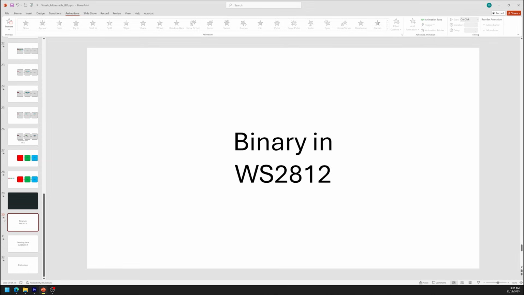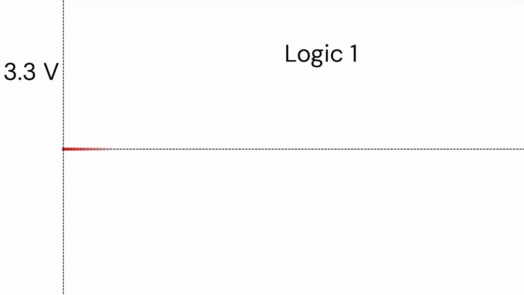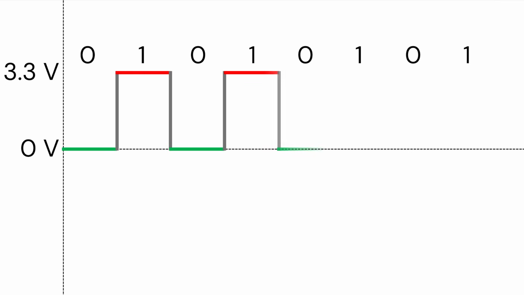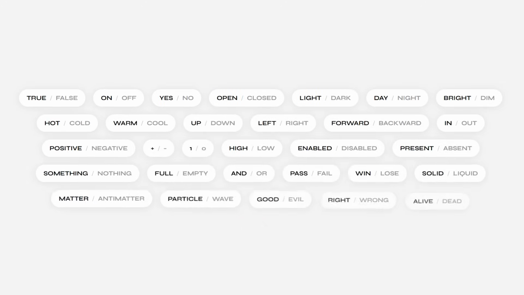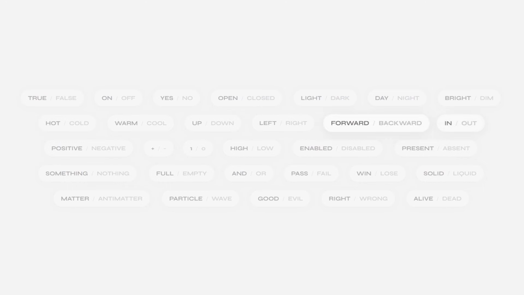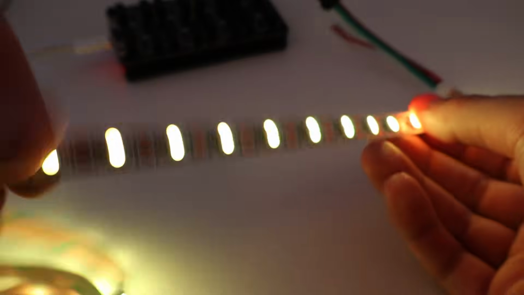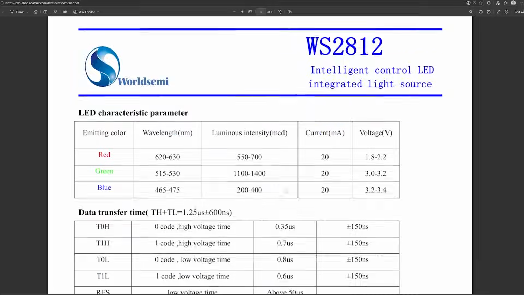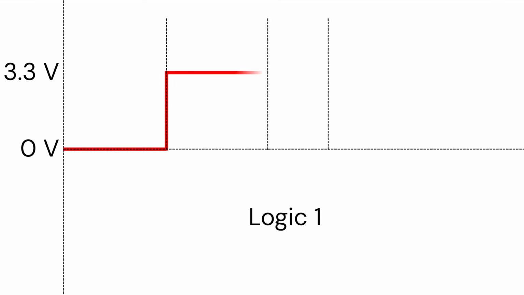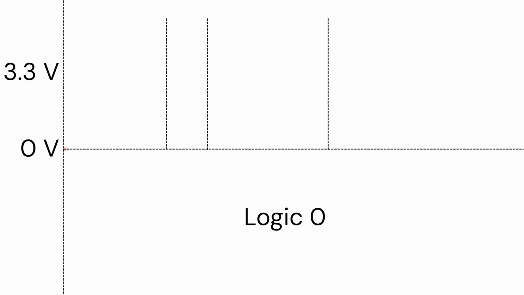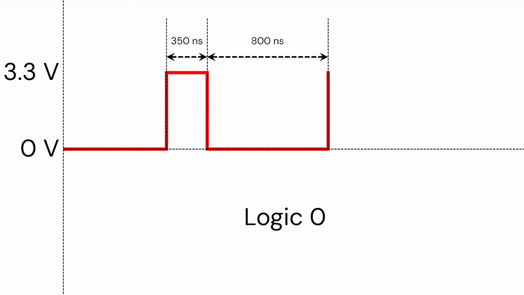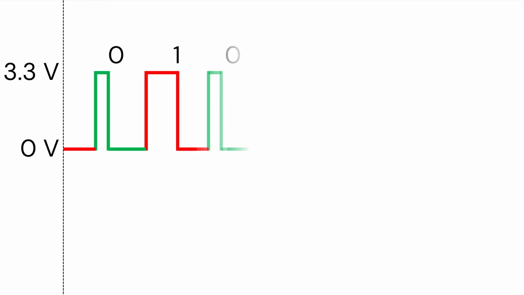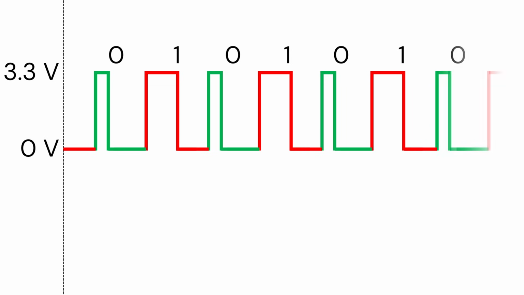But what is a 1 and what is a 0? It can mean 0 volts or 3.3 volts. By alternating voltage levels, we can send data, but binary is a diverse world. It can be light or dark, day or night, true or false. And in the case of WS2812, the binary is time, longer pulse or shorter pulse. The datasheet defines it. To send a 1, the signal is high for 700 nanoseconds, then low for 600. To send a 0, it's high for 350 nanoseconds and low for 800 nanoseconds. So to send data, I just send a long pulse, short pulse, long pulse, short pulse. That's my 1s and 0s.